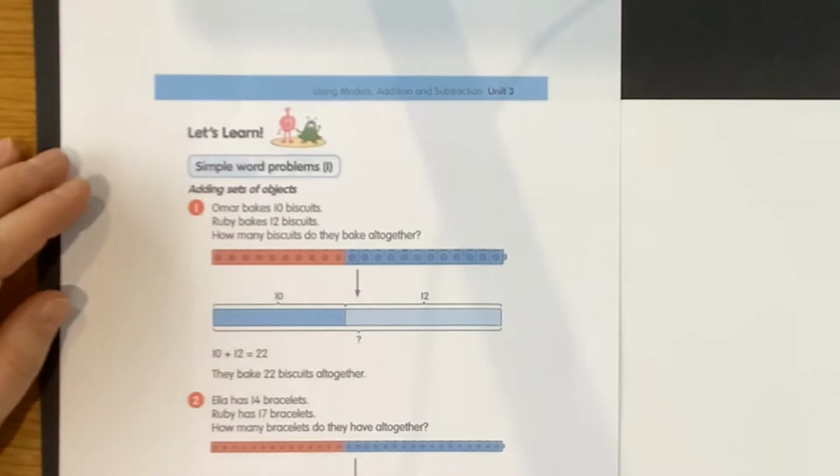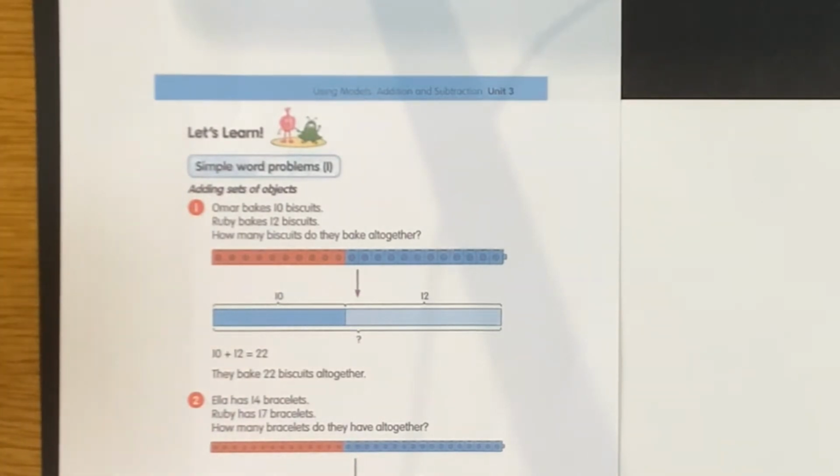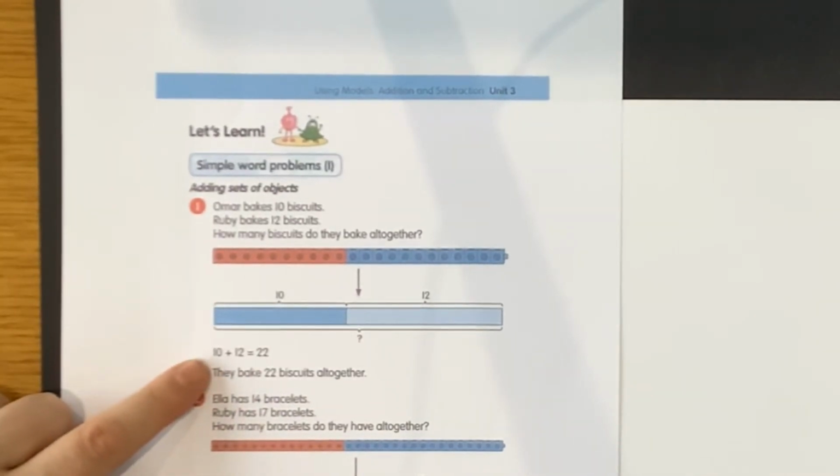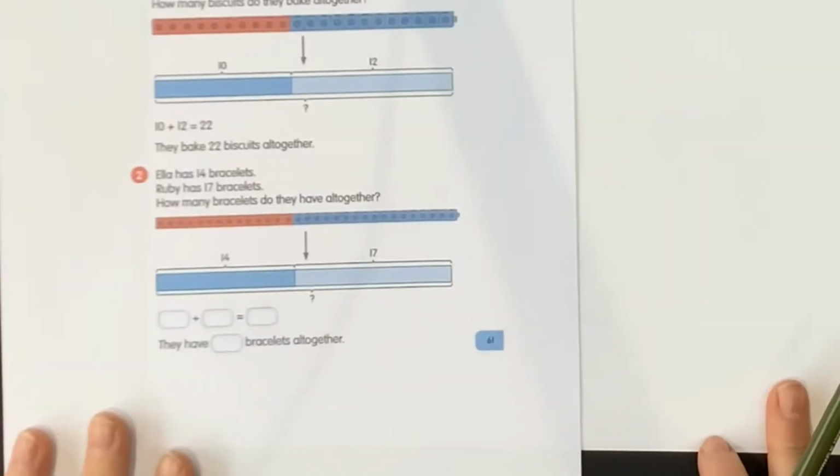Now, the bar model is brilliant at representing your addition, but it will not do the calculation for you. You're still going to have to do that yourself. So I think you can probably do this one in your heads. 10 and 12 equals 22, which tells us they bake 22 biscuits altogether. Let's have a go at number 2 then, together.